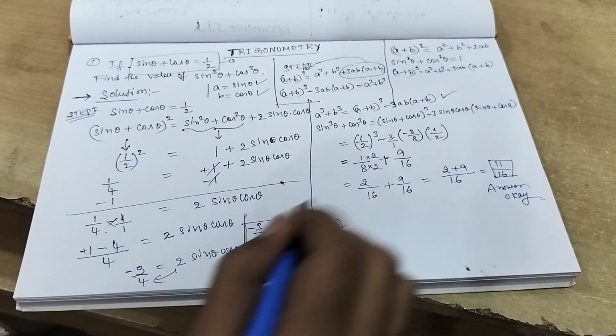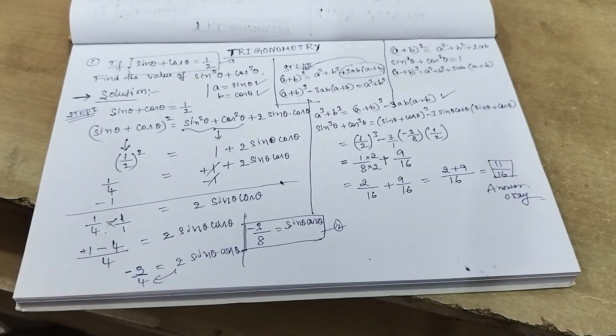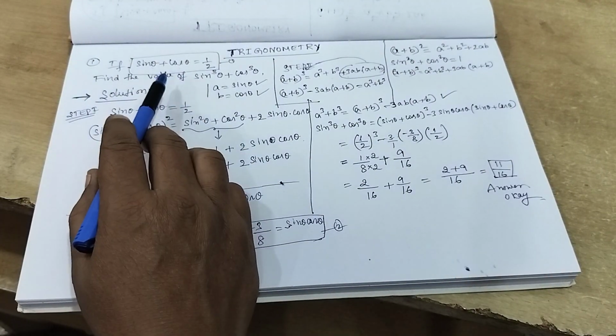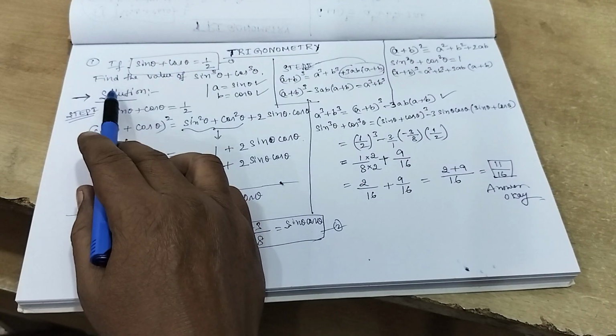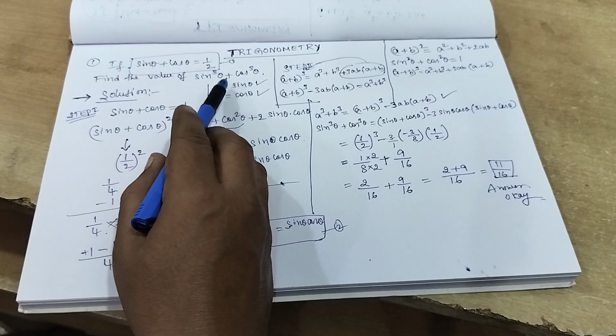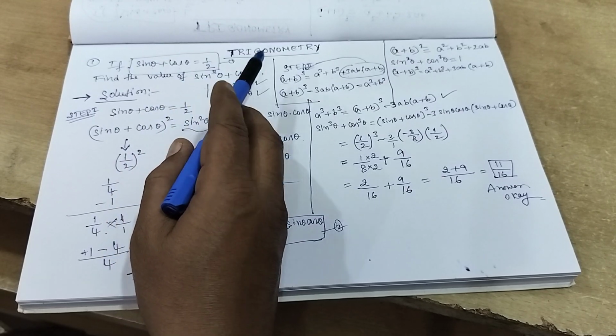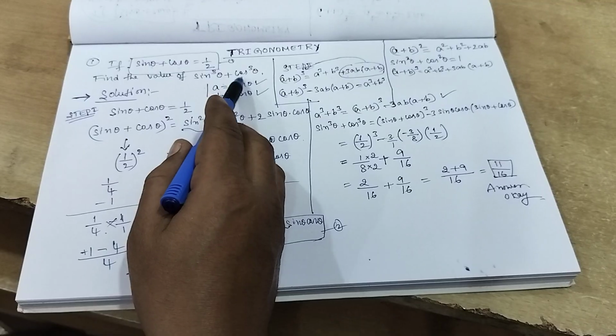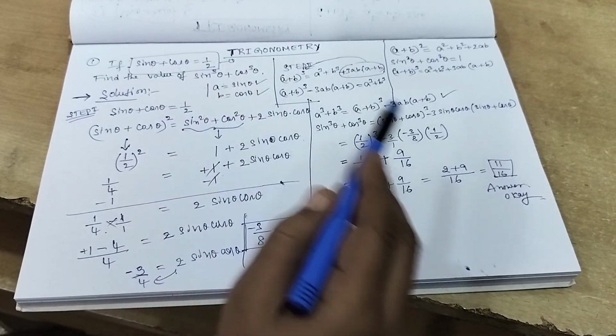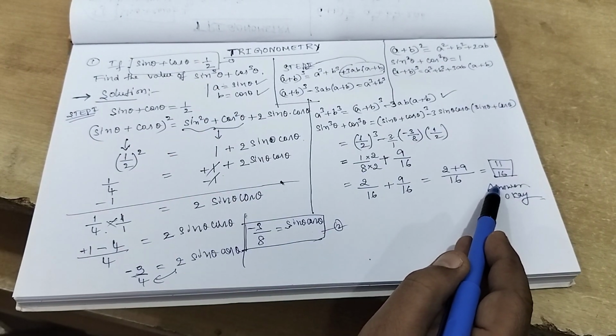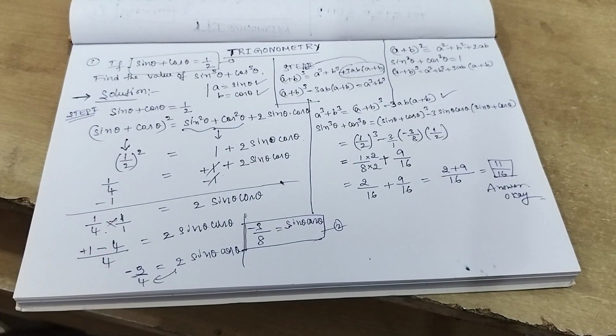Okay, so I hope everyone is able to follow this. Let us do a quick review. So the given question is, if sine theta plus cos theta is equal to 1 over 2, find the value of sine cube theta plus cos cube theta. The value we ended up with is 11 by 16. So how do we arrive at that answer?